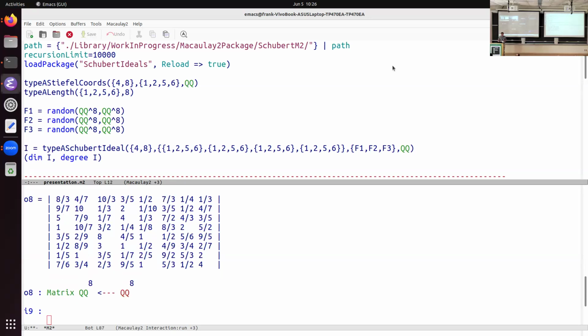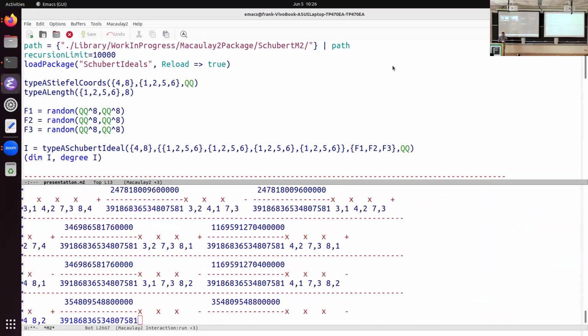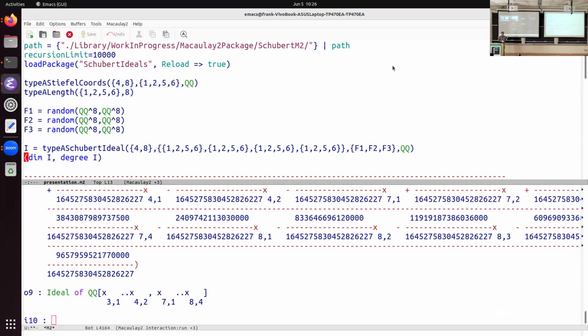Okay, and so what I'm going to do now is use this method from my package called type A Schubert ideal, which is not only going to give me the number of solutions, but it's going to compute all of the equations that give me my solution. So it gives you the entire ideal of the problem from which you can extract the information that you care about. So hang on to your hats, I guess. This is a giant ideal, but it terminates.